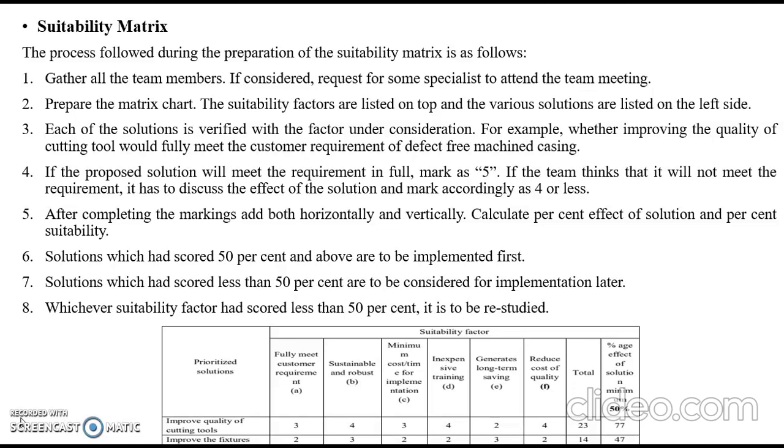Next factor is reduced cost of quality. I told you about the cost of quality. Before embarking on a Six Sigma improvement process, in addition to meeting the customer requirement, it is the endeavor of every organization to reduce the cost of quality.